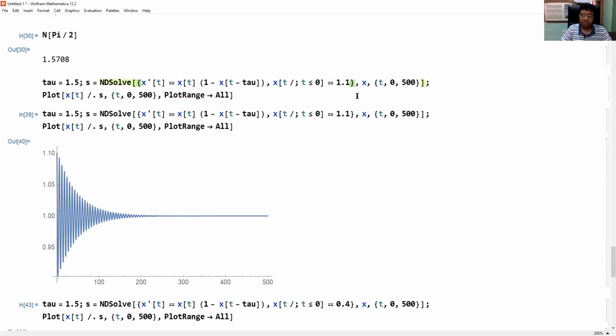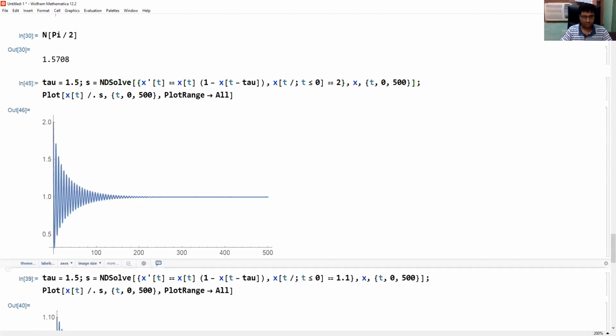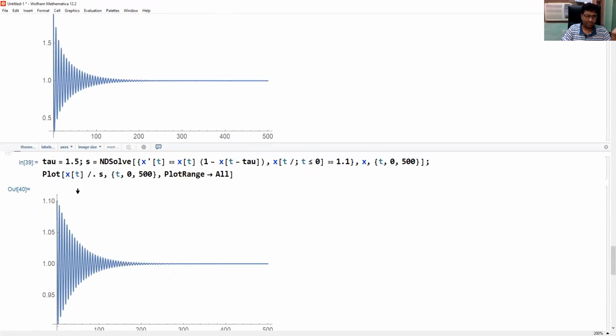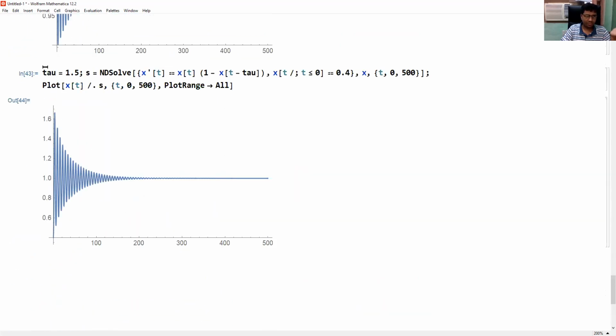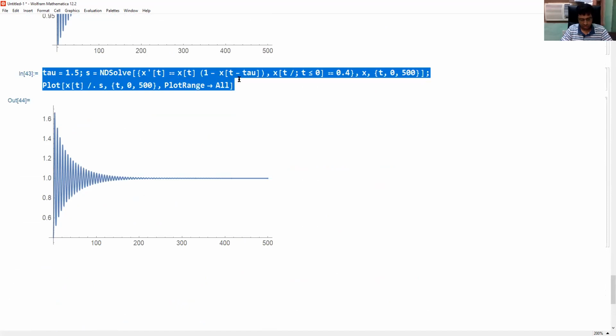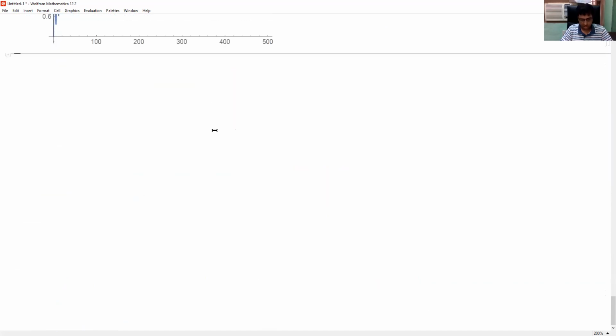So these things are called local stability results. Okay. For 2 it is also okay. Now let us change the delay. Let us take one more value of delay, say delay equal to 1.